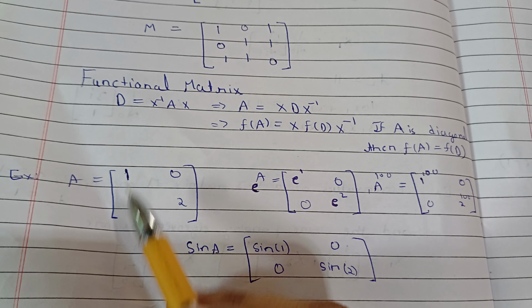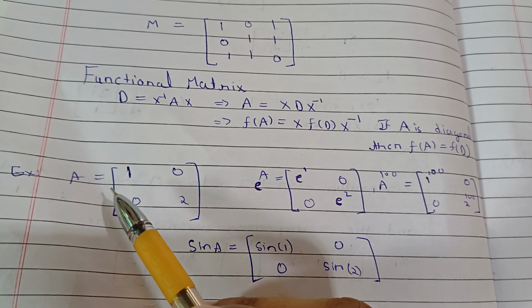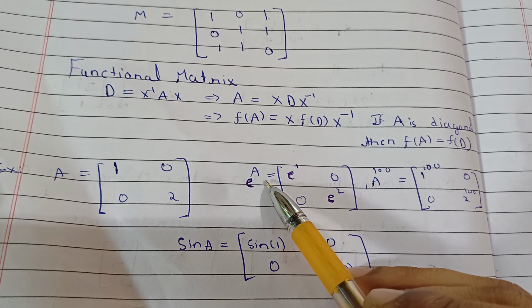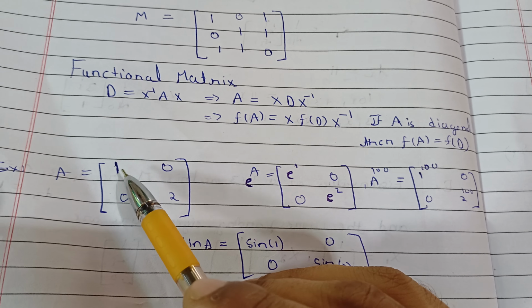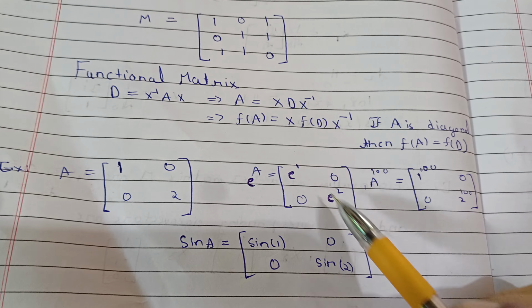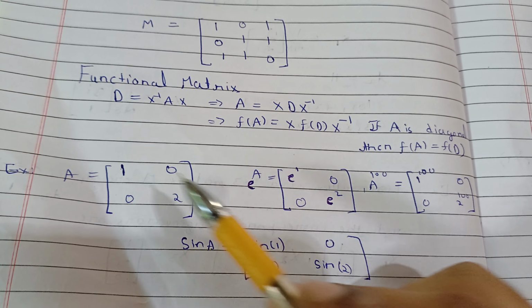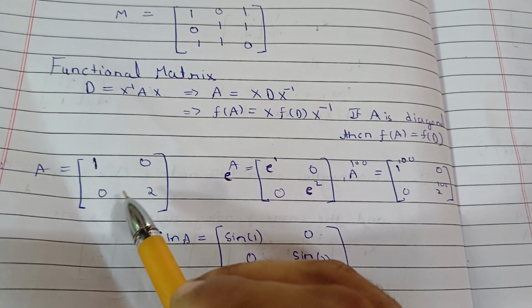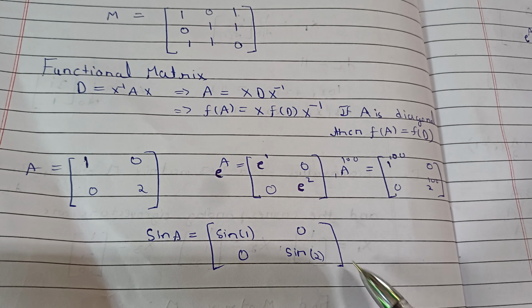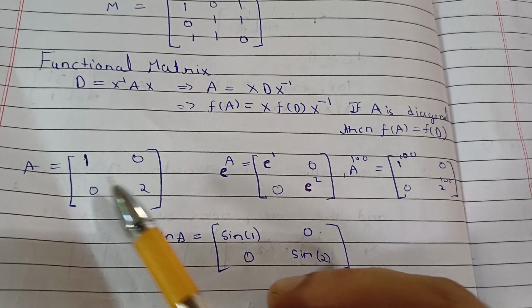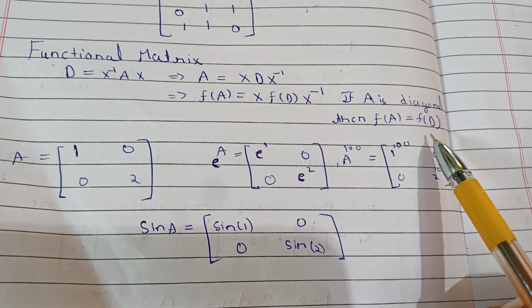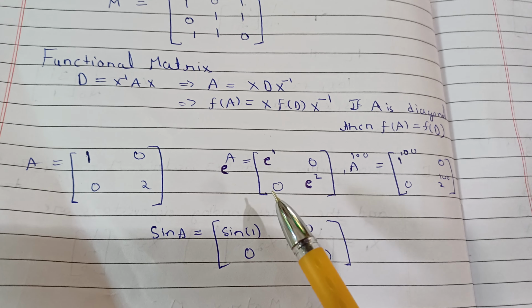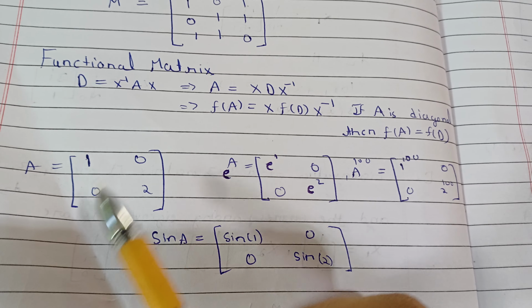Now if the given matrix is this A, it is a diagonal matrix, so f(A) should be equal to f(D). Okay, now if the matrix is given and you need to find e^A, you will just put them in place of A, the 1 and 2. So e^A will be e^1, e^2. And if you need to find A^100, then just put 1 to the power 100, 2 to the power 100. Means in place of A, these elements will come. Sin A, then sin 1, sin 2. You can just directly put them. Because it is a diagonal matrix, f(A) should be equal to f(D). So that's the meaning of this thing. Just remember this as it is. Okay. Now if this matrix is not diagonal, then what?